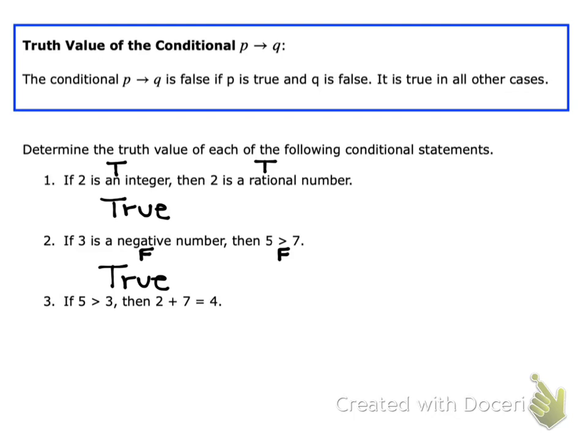If 5 is greater than 3, then 2 plus 7 equals 4. 5 greater than 3, true or false? True. 2 plus 7 equals 4. False. This is the only situation that produces an answer of false when we're working with conditionals. Because this is the only one that truly contradicts the conditional.